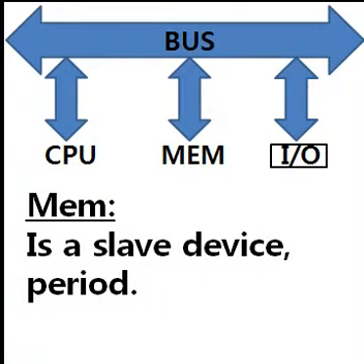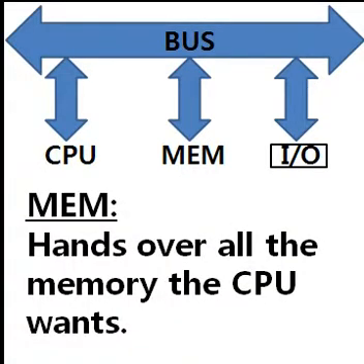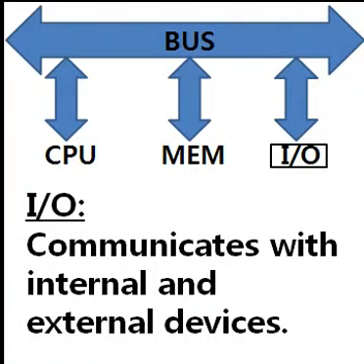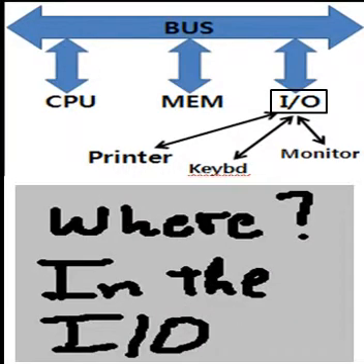Memory is the slave device, period. CPU demands memory from memory, and memory obeys. Memory hands over all the memory the CPU wants. The I/O communicates with internal and external devices. Keyboard, printer, and monitor types will require a unique interface, though. Where? In the I/O box.